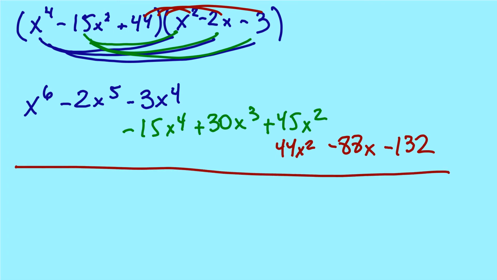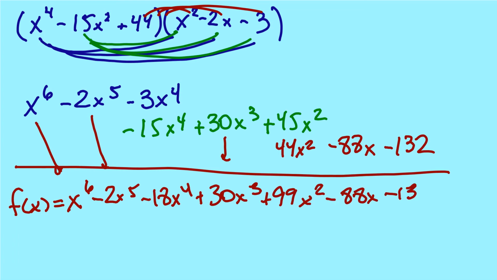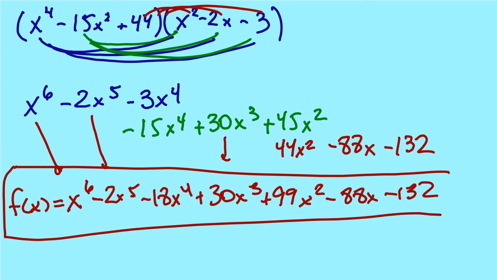Combine up all my like terms. Notice I lined everything up because it does all the work for me, so my final answer is f of x equals x to the 6th, there is nothing to go down with, negative 2x to the fifth, minus 18x to the fourth, plus 30x cubed, plus 99x squared, minus 88x minus 132. So that one's really long and drawn out.